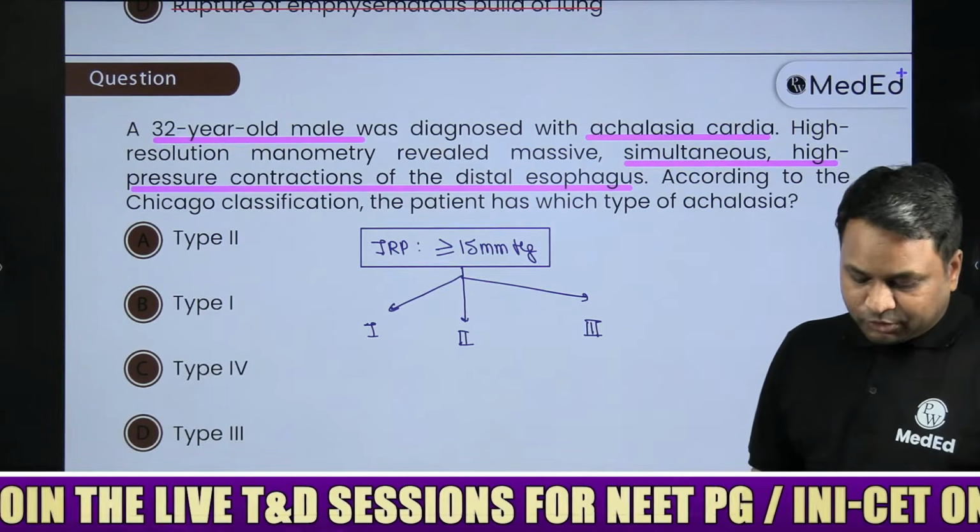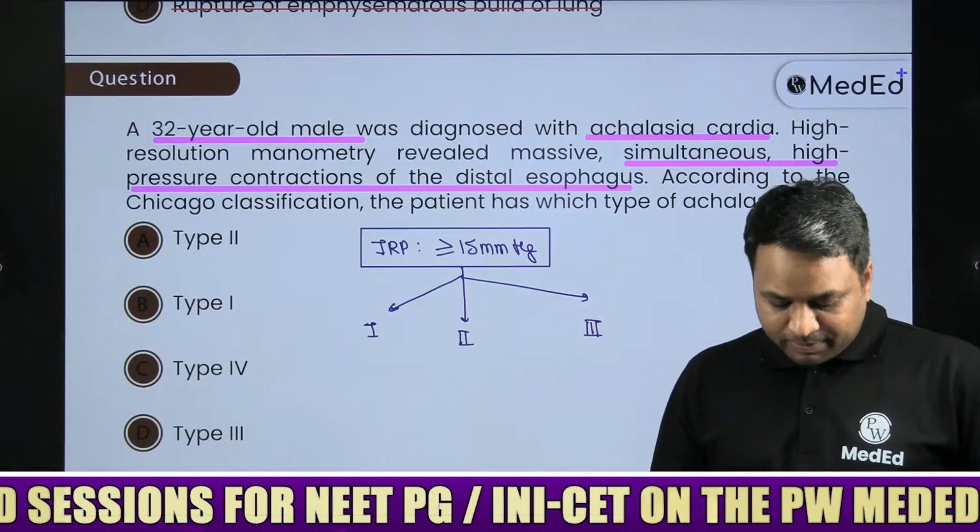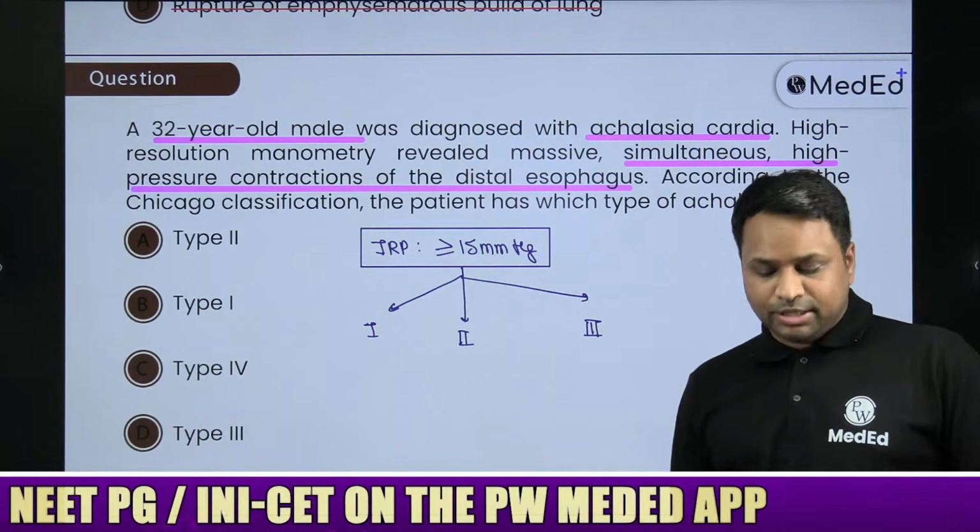Right. So we use a word which is called pan-esophageal pressurization. So you have to evaluate each single component.